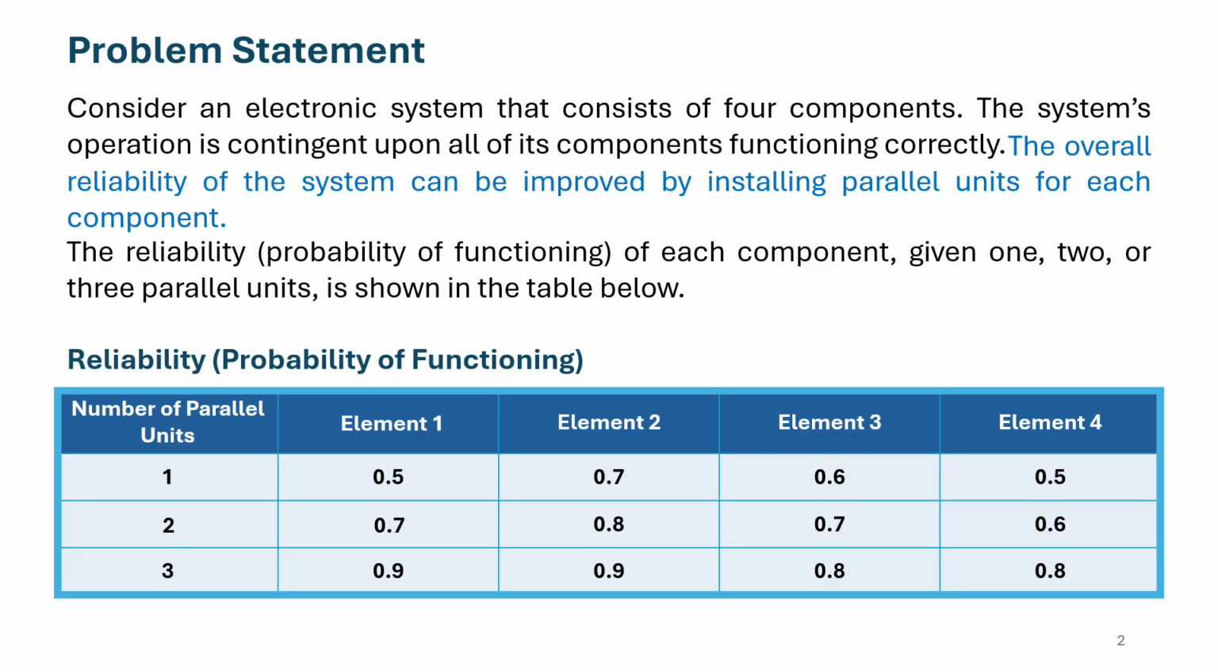This table illustrates the reliability, expressed as the probability of functioning, for each component. These values are provided for configurations involving 1, 2, or 3 parallel units per component. For instance, observing element 1 with 2 parallel units, we see a reliability value of 0.7. This indicates that if element 1 is configured with 2 parallel units, the probability of that specific element functioning correctly is 70%. We will utilize this data to determine the optimal allocation.